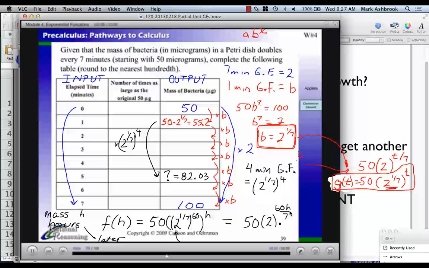You can rewrite it the other way, but then it's hard to pick apart what's going on. I like this form much better. So 2 to the 1/7 is the 1 minute growth factor. Raise that to the 60th, and that's your 1 hour growth factor. That's what your growth factor for this function is, raised to the h. Any questions on this example?